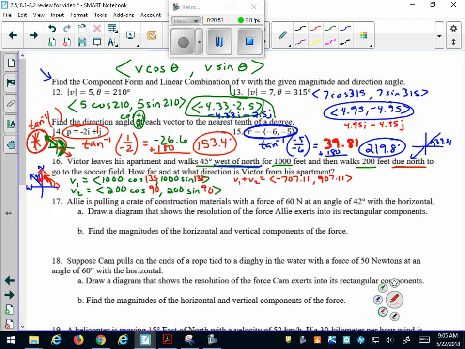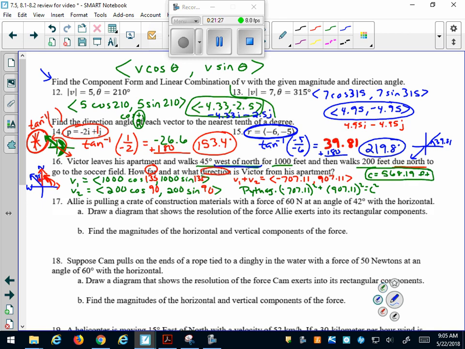They're asking us for how far, so magnitude, and in what direction. So we have to do the two methods that we learned. Magnitude is Pythagorean theorem, and we're going to do negative 707.11 squared plus 907.11 squared equals c squared, and c turns out to be 568.19 feet.